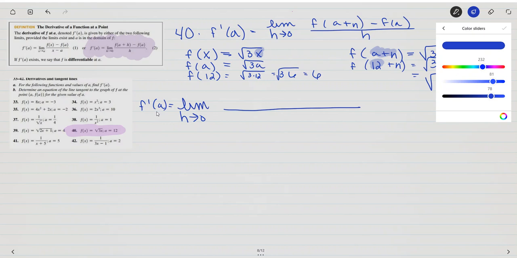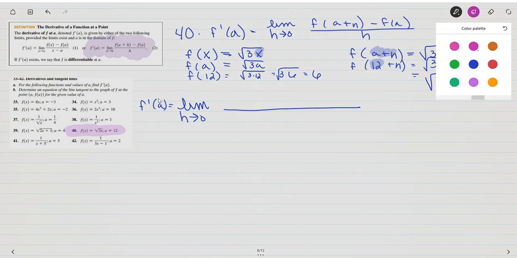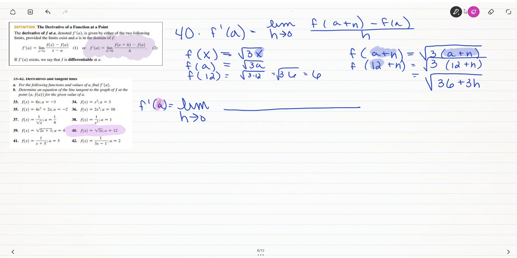The first derivative at the point a, where let's say a equals 12, is going to be the limit as h approaches 0 of f of 12 plus h, that's f of a plus h with a equal to 12, so f of 12 plus h, minus f of a, so f of 12, which we found was 6, all over h.